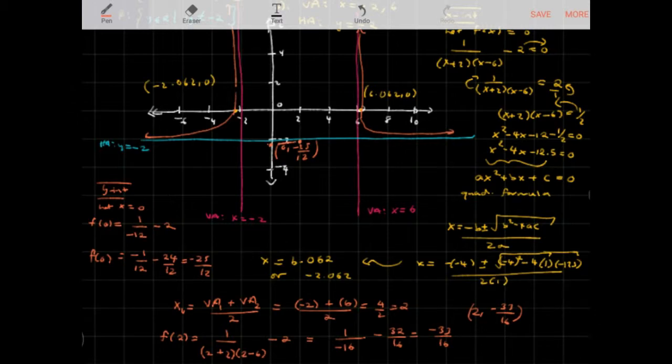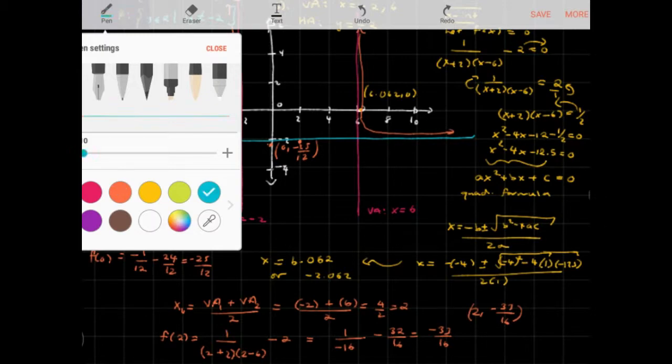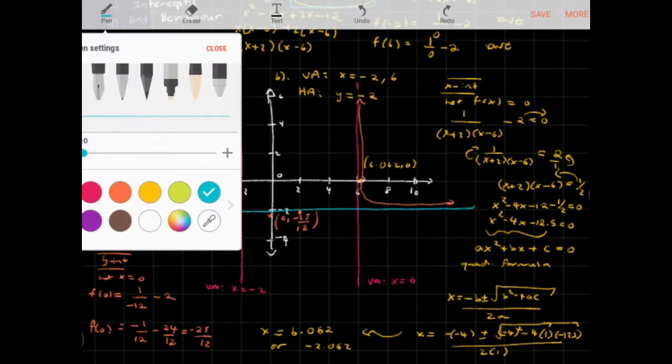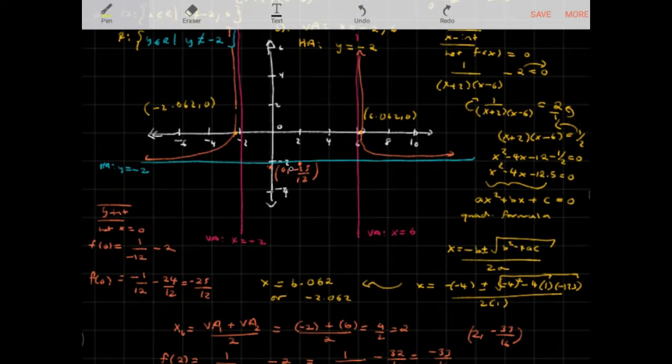Technically, if we do a sketch here, I'll use a different color. Let's use green here. If we do a sketch here, this is what the parabola will look like. It is somewhat narrow. We are kind of just generating a sketch. This is what the parabola will look like. So this point here is the vertex, and the vertex is 2 and negative 33 over 16.